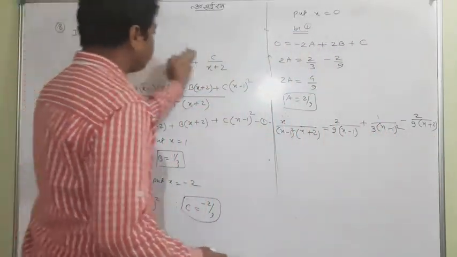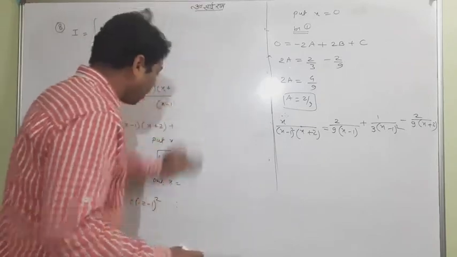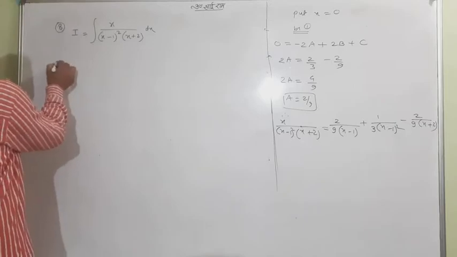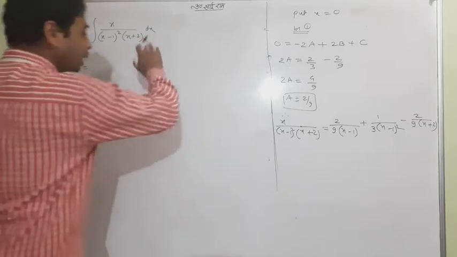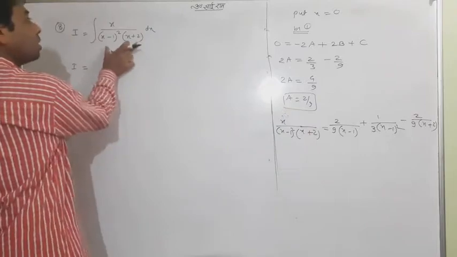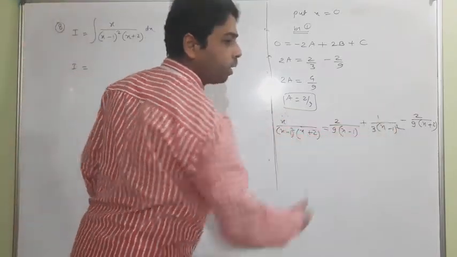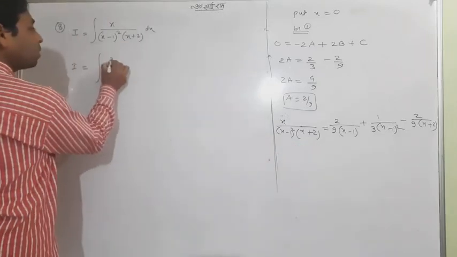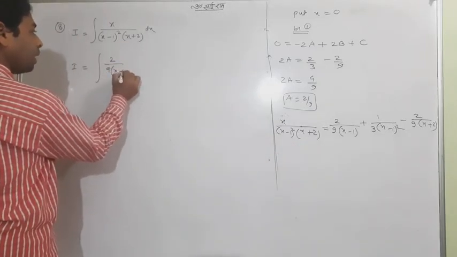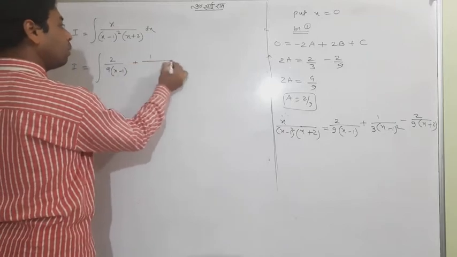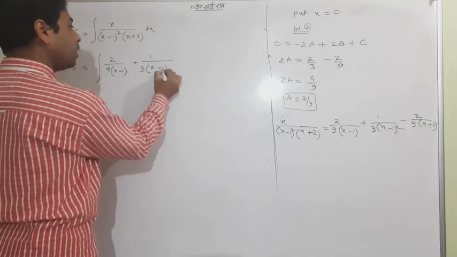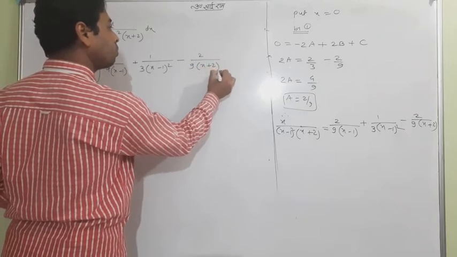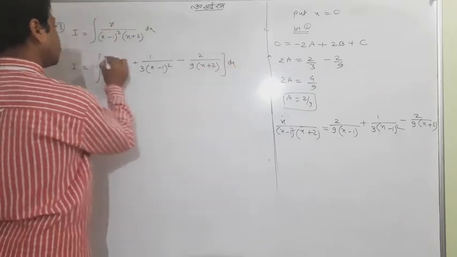So let me wrap this up now, because you already have the very important thing. Now it's time to go: I is equal to the integral, and you already have obtained the partial fraction terms. So now put here 2 by 9 (x minus 1), 1 by 3 (x minus 1) squared, and 2 by 9 (x plus 2), dx.